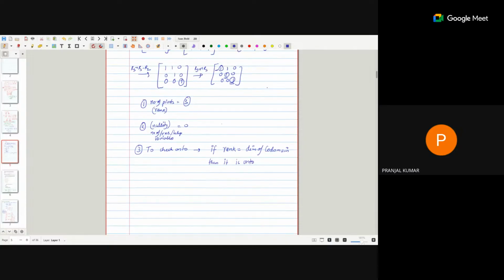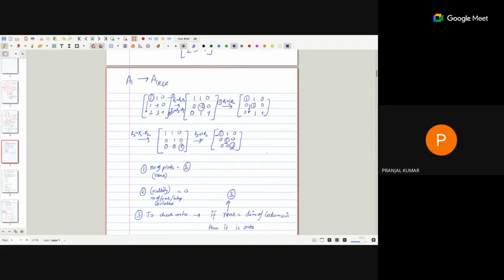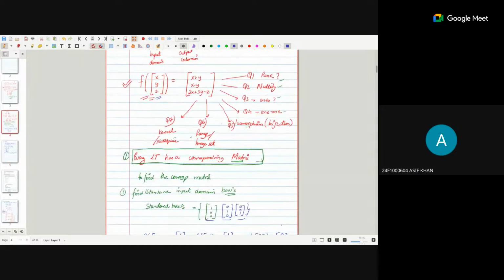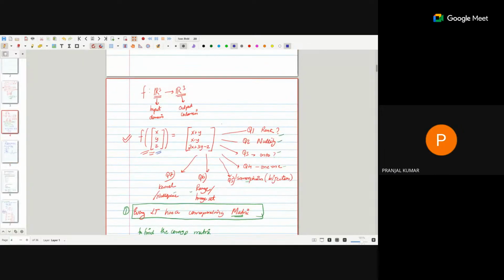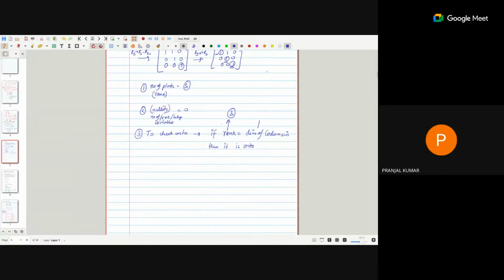So tell me, what is the rank? 3. Now what is dimension of codomain? What is codomain? This R3. It is 3. So is it onto? Yes. Yeah, so it is onto. Okay, just you have to check this. If rank is equal to dimension of codomain, then it will be onto.